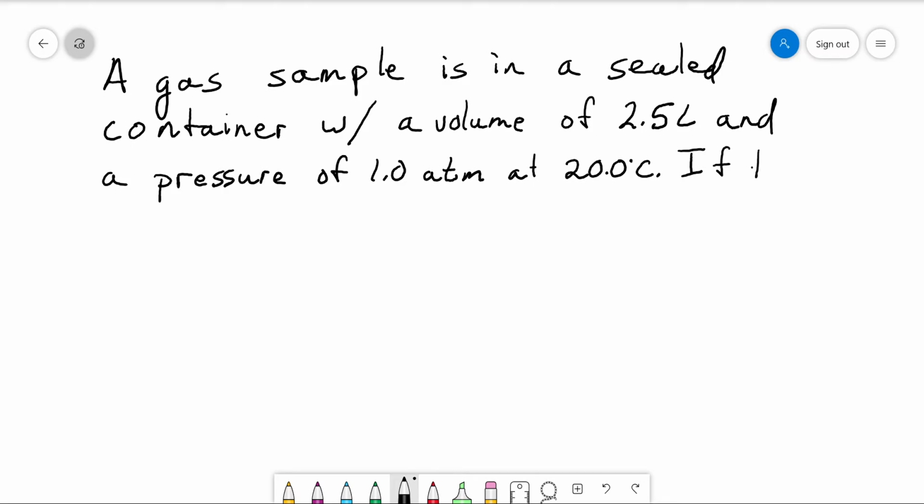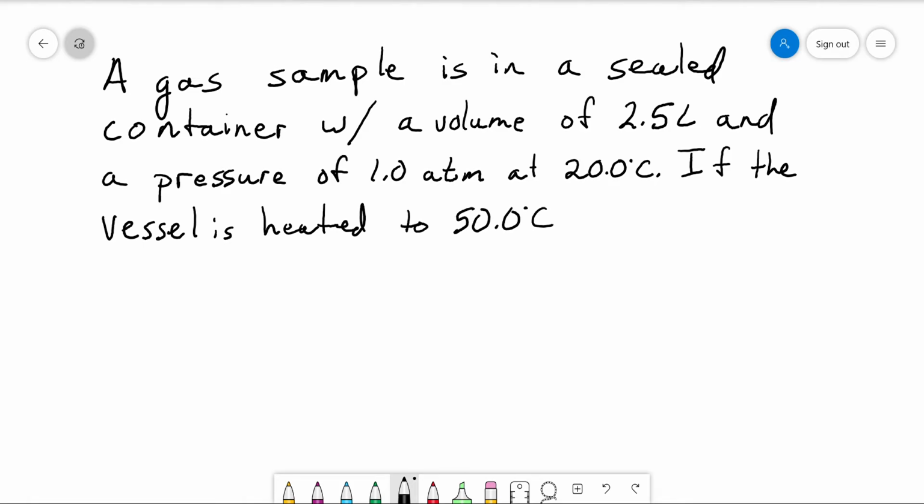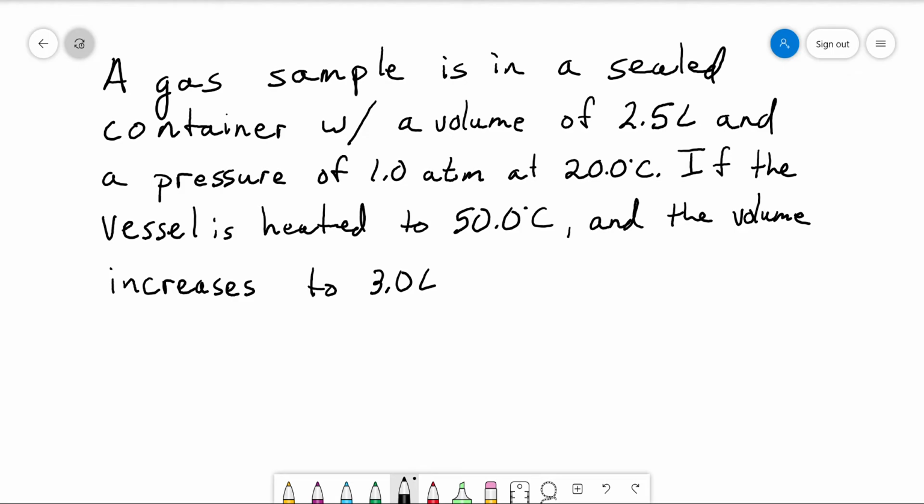So if the vessel or container, whatever, is heated to 50.0 degrees Celsius and the volume increases to 3.0 liters, what is the new pressure?